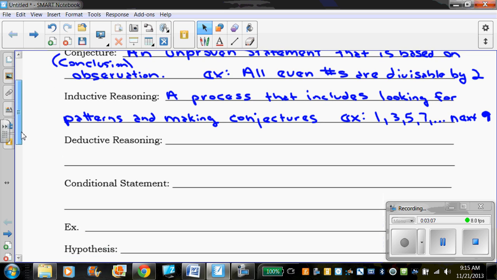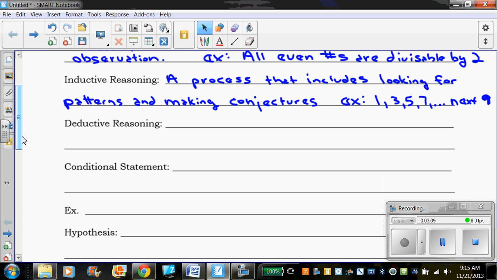Deductive reasoning is different. Deductive reasoning is a process that uses facts, definitions, properties, and laws of logic to form a logical argument. And I just want to say this, that when I think of deductive reasoning, I think a lot of what lawyers have to do to prove guilty or innocent. So I'm just saying they have to use facts, prior cases, logical arguments, the laws to prove their case. So let me write a definition for deductive reasoning.